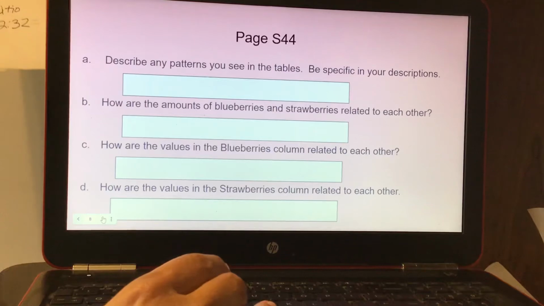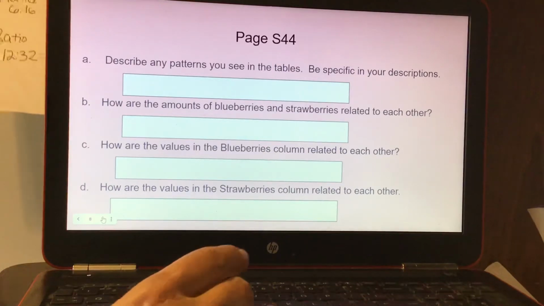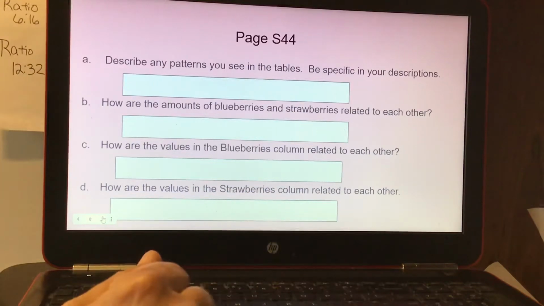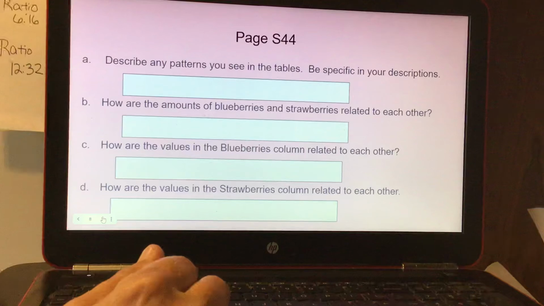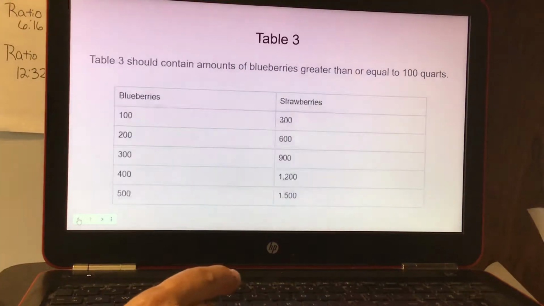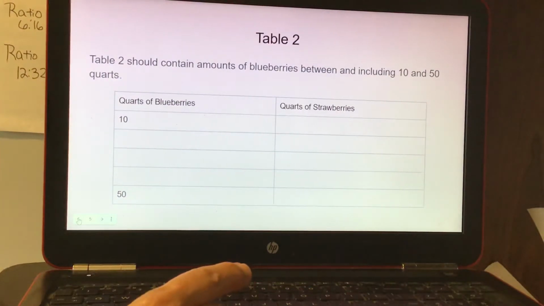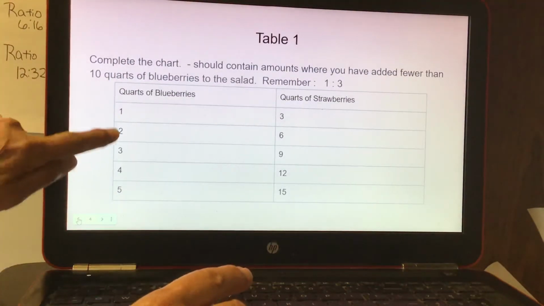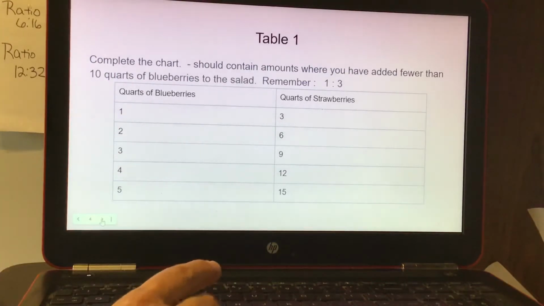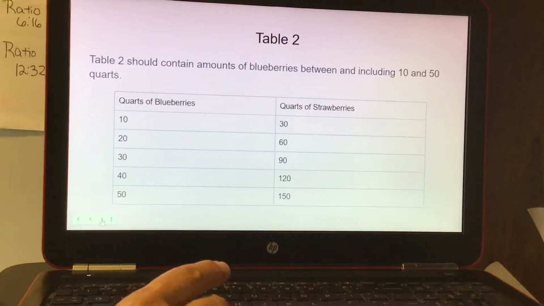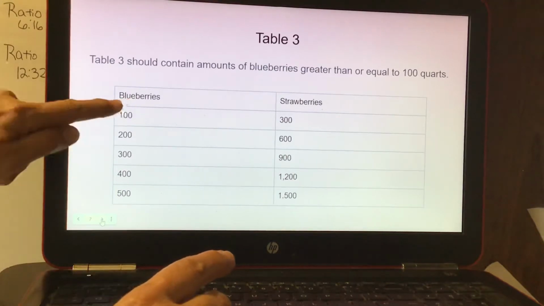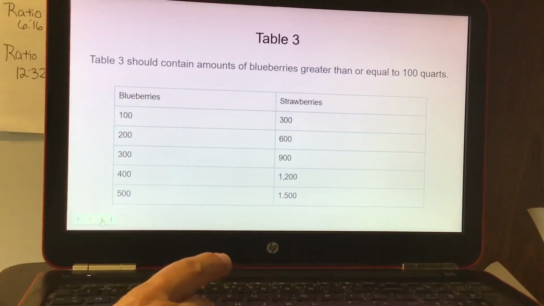Okay, B, how are the amounts of blueberries and strawberries related to each other? And we just said that it's always 1 part to 3. 1 to 3. C, how are the values in the blueberries column related to each other? So let's go back. Blueberries. Well, especially this one, we just went up by 1 each time, right? So it's just adding, and even the 10s, you could say you're adding by 10 each time. Okay, and then the 100s, you're adding by 100 each time.